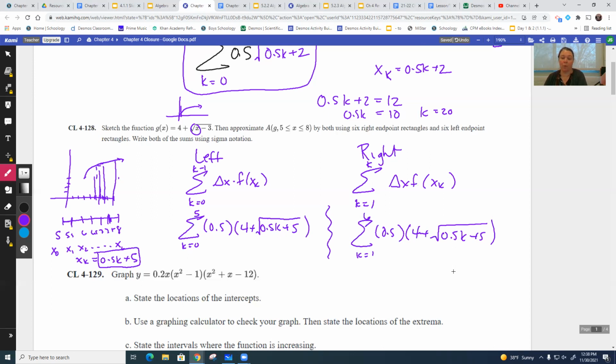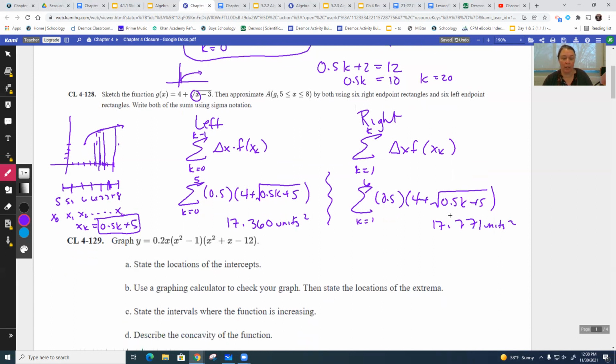And then if we wanted to find the sums, we could just put these into decimals or into our graphing calculator and use the notation. So this is 17.36 square units. This is 17.771 units squared, right? So this is an underestimate, this is an overestimate.